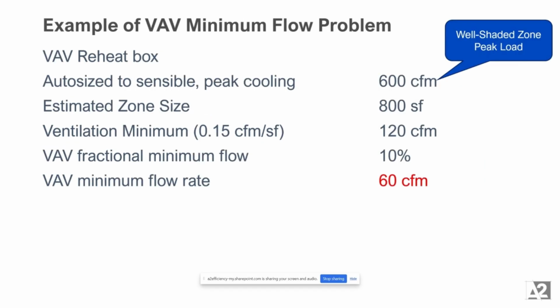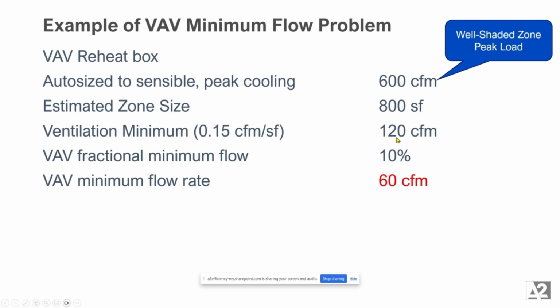And so just some examples for you to think about, right? Let's say we auto-sized a room. It had a peak airflow of 600 CFM. And let's say this room had a minimum ventilation of 0.15 CFM a square foot. And we then in EnergyPlus put in a 10% turn down. That would actually be 10% of 600, which is 60 CFM, versus 120 for ventilation.